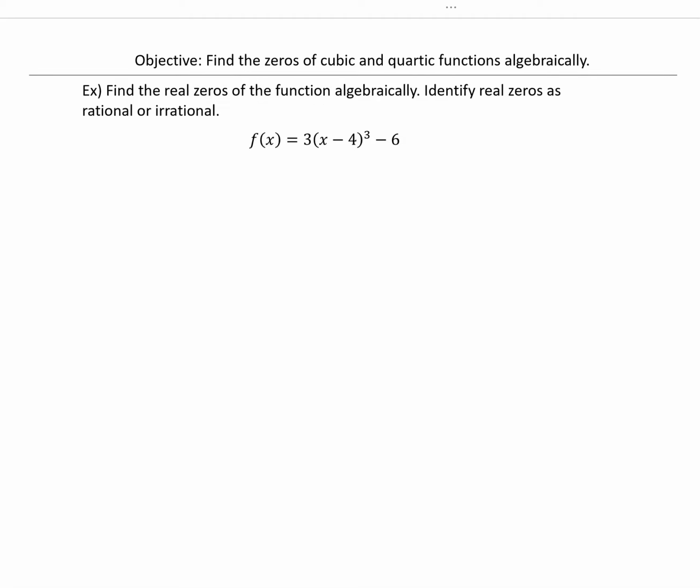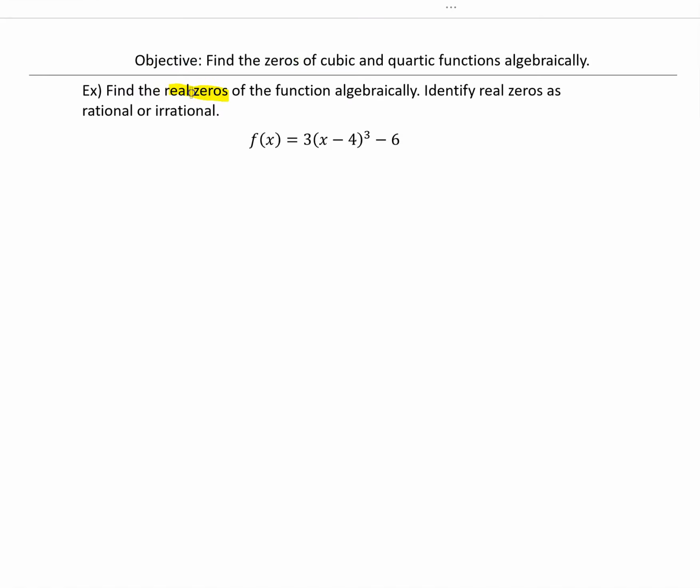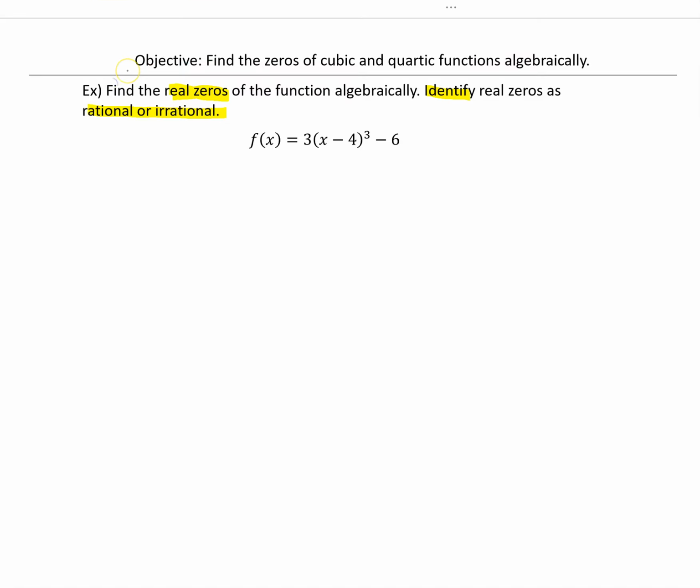All right, here is our first problem. Our job is to find the real zeros, so rational and irrational, of this function. We have a cubic function here, and then we're to identify those real zeros as either being rational or irrational. If we end up with imaginary zeros, anything involving our imaginary unit of i, of course, we will not include those in our final conclusion.